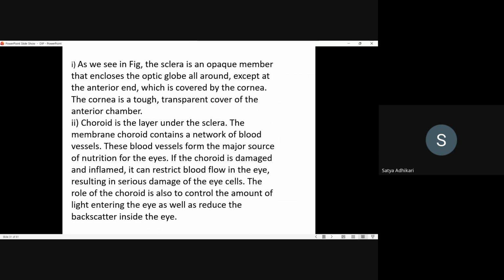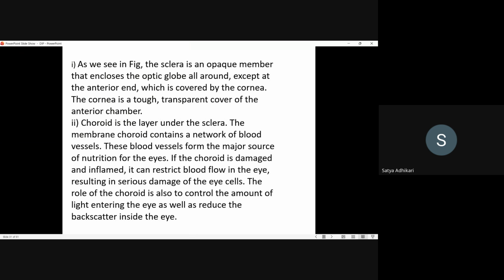It is written that the sclera is an opaque membrane that encloses the optical globe all around except at the anterior end, which is covered by the cornea. The cornea is the top transparent cover of the anterior chamber. Similarly, the choroid is the layer under the sclera. The membrane choroid contains a network of blood vessels. The blood vessels form the major source of nutrition for the eyes.